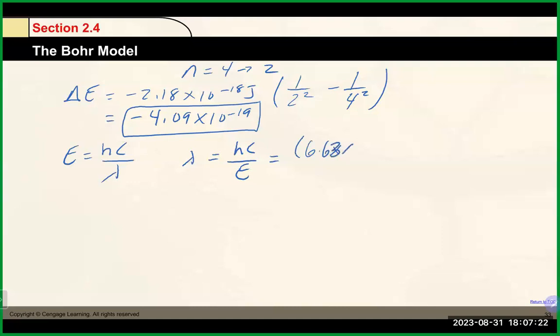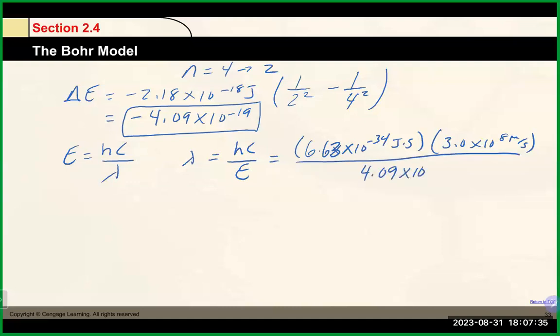So our 6.63 times 10 to the minus 34 joules times seconds, and our 3 times 10 to the 8 meters per second, divided by, again, here we are going to ditch the negative sign so we do not get a negative value for our wavelength, and that is joules. Here, the seconds will cancel. The joules will cancel. That will leave us meters as our unit here.